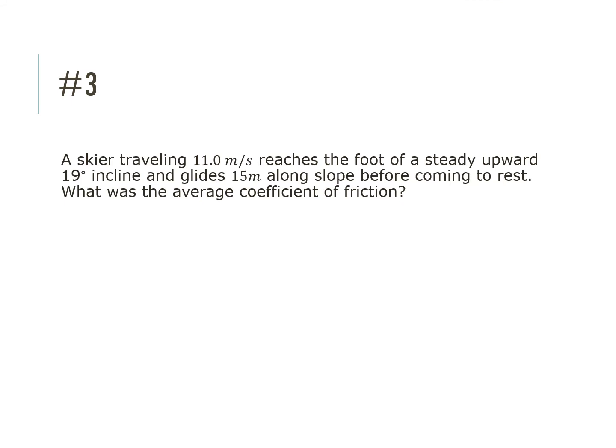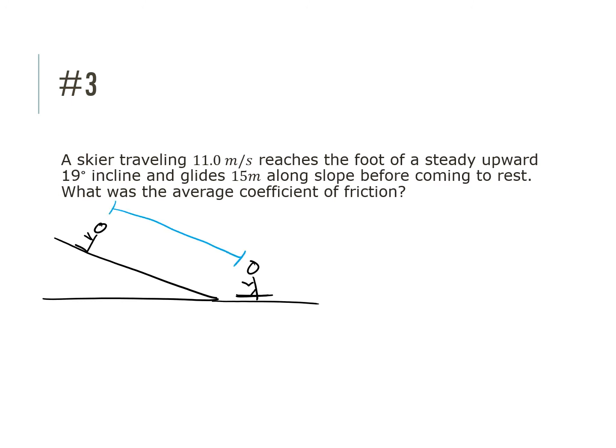Our third question is related to conservation of energy. We have a skier who is approaching a hill, and they're going to be going up the hill. And we are explicitly told that the distance that they are traveling up the hill is 15 meters. And we are being asked to solve for mu in this case.